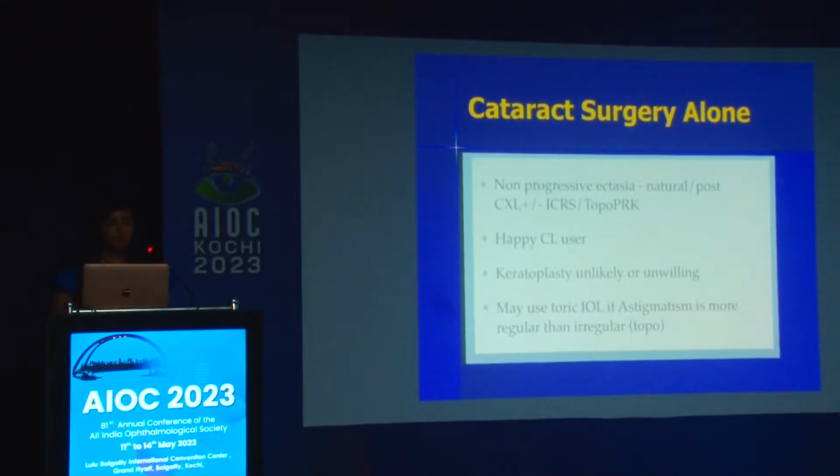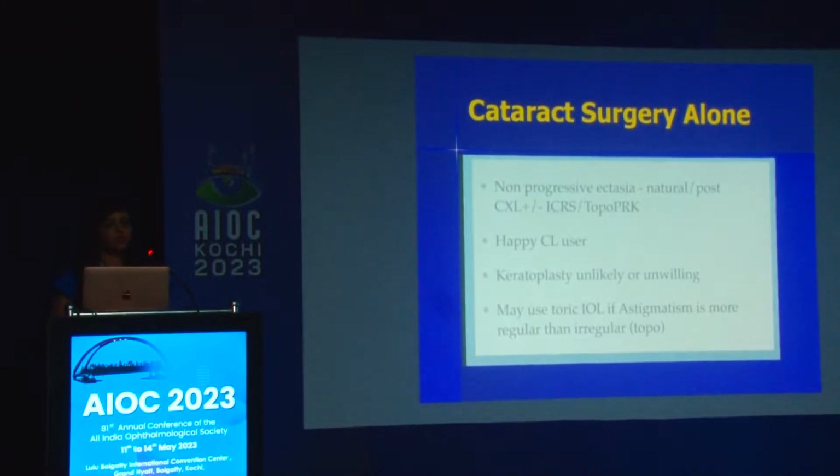When you're doing cataract surgery alone, obviously it's going to be in a non-progressive ectasia. It's naturally non-progressive in an older patient, probably in his 40s or 50s, or in the younger patient where you've already addressed his ectasia and made sure that you've treated the ectasia and its progression. Or if it's a happy contact lens user, where he's got advanced ectasia but he doesn't want a keratoplasty, or logistically you don't want to do that. If it's an advanced keratoconus, you can still just go ahead with cataract surgery and rehabilitate him with the contact lens.